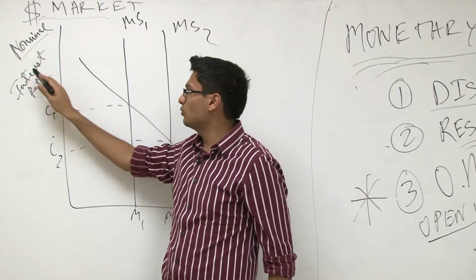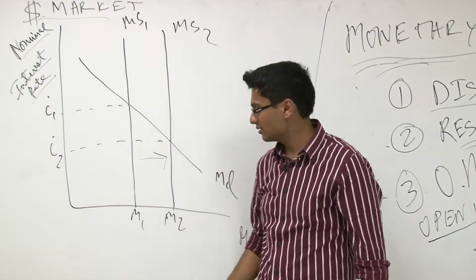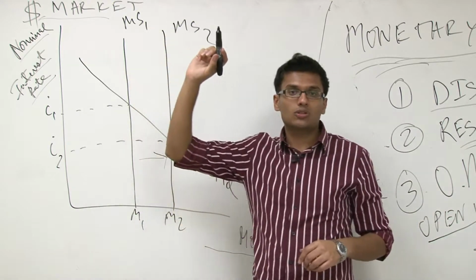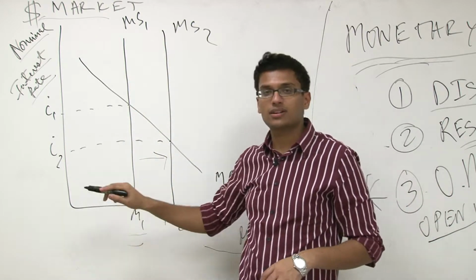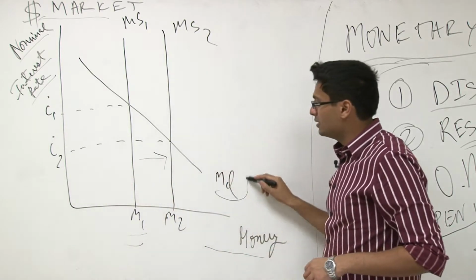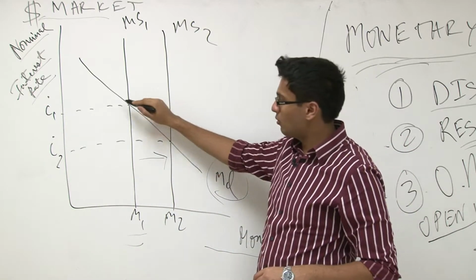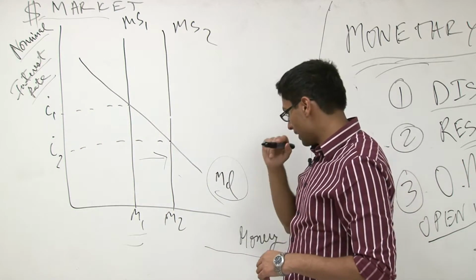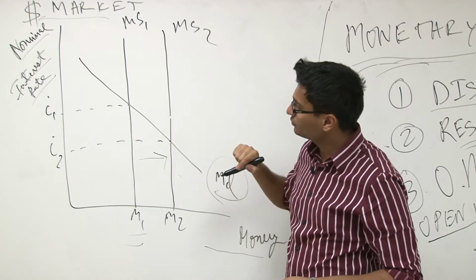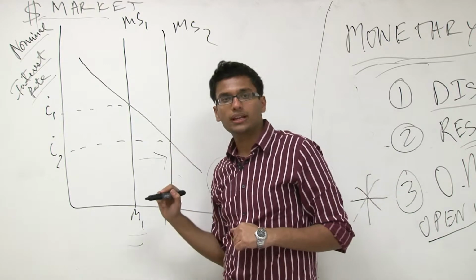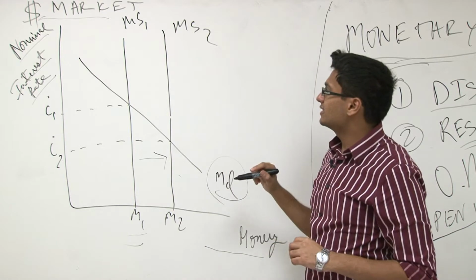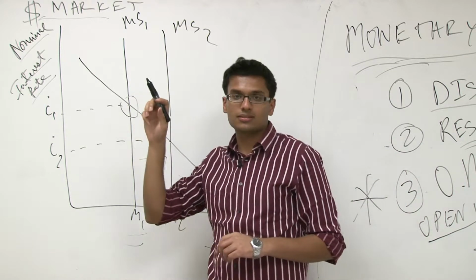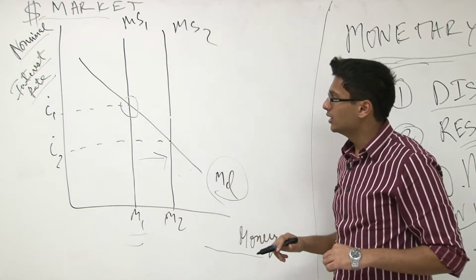Always make sure you know the X and Y axis: nominal interest rate is the Y axis, and money is the X axis. Then you've got the money supply, which is a vertical line because it's constant. Remember that. Then you've got a money demand that's downward sloping because as interest rates go down, it's cheaper to get money. People borrow more money when it's cheaper. So you've got a money supply and a money demand, and the equilibrium dictates the price of money.